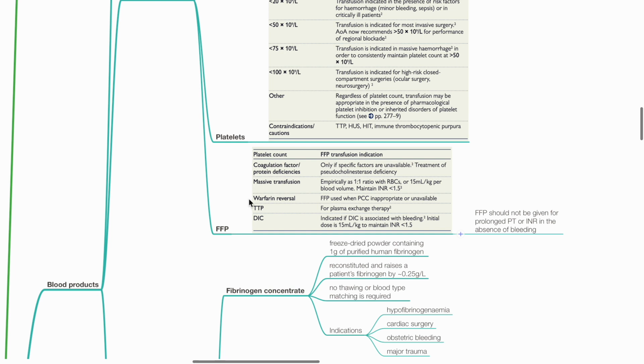FFP is used for warfarin reversal when prothrombin complex is inappropriate or unavailable. FFP is used in TTP for plasma exchange. FFP is used in DIC when DIC is associated with bleeding. Maintain INR less than 1.5. Initial dose is 15 ml per kg. FFP should not be given for prolonged PT or INR in the absence of bleeding.